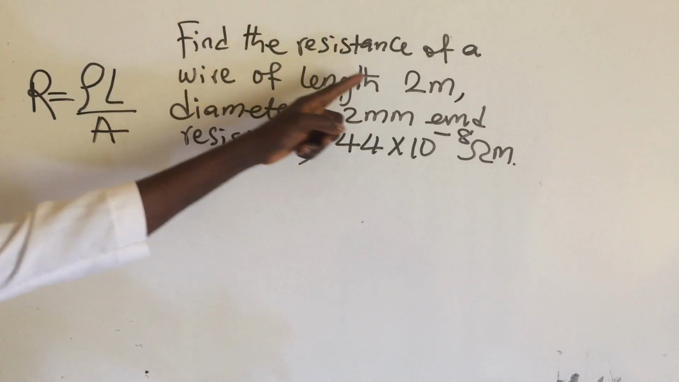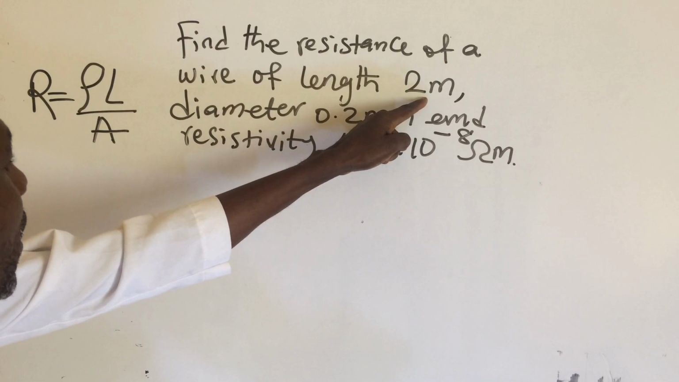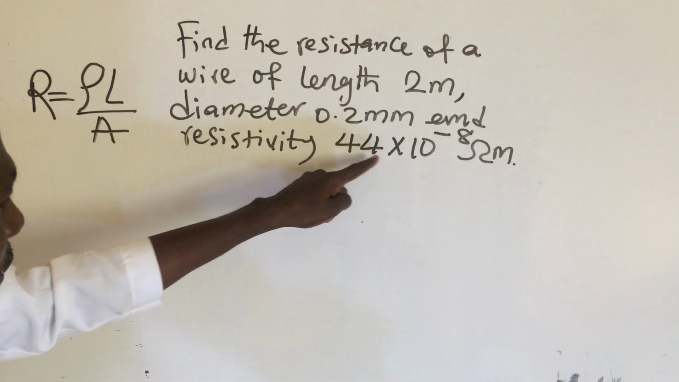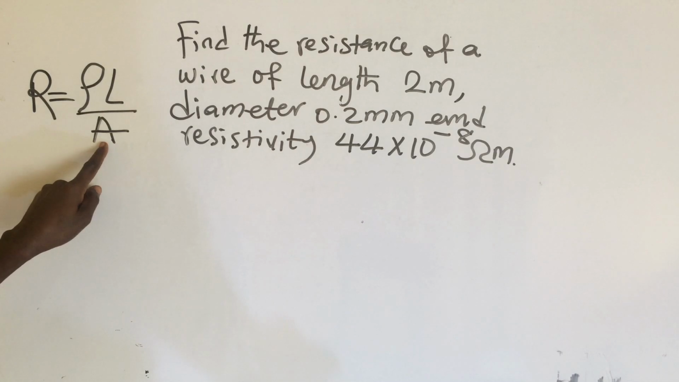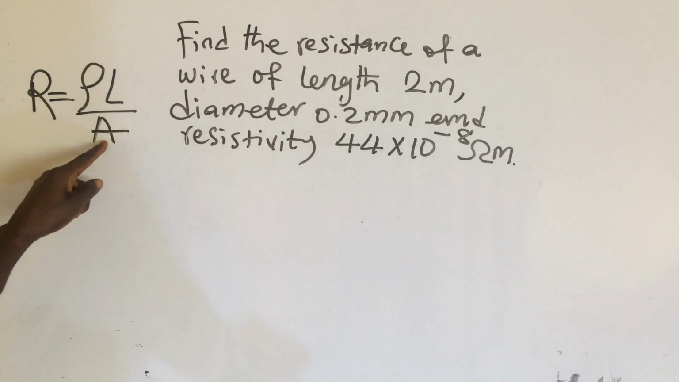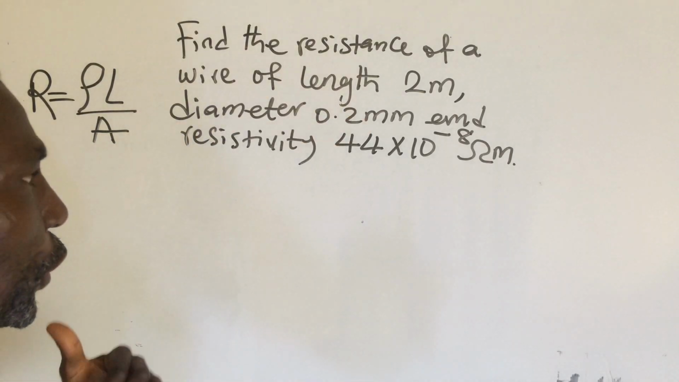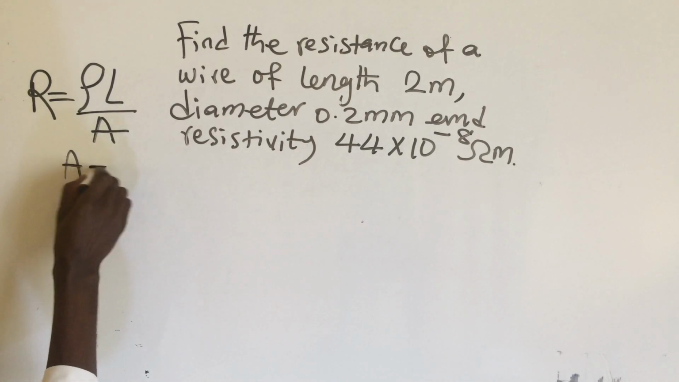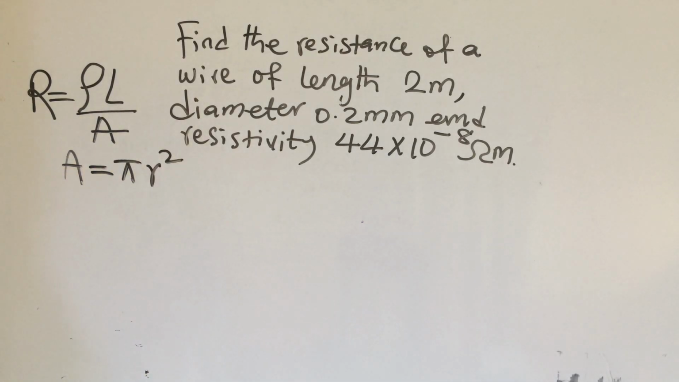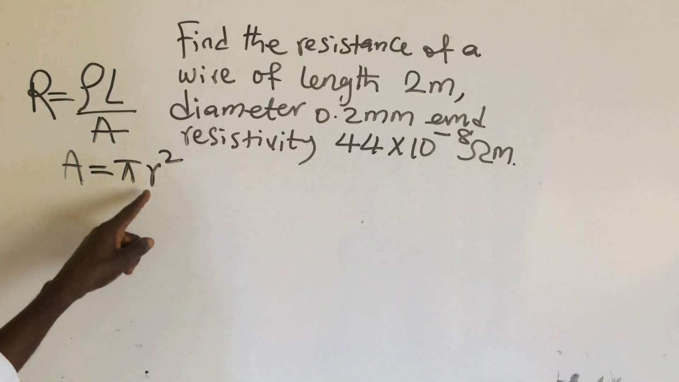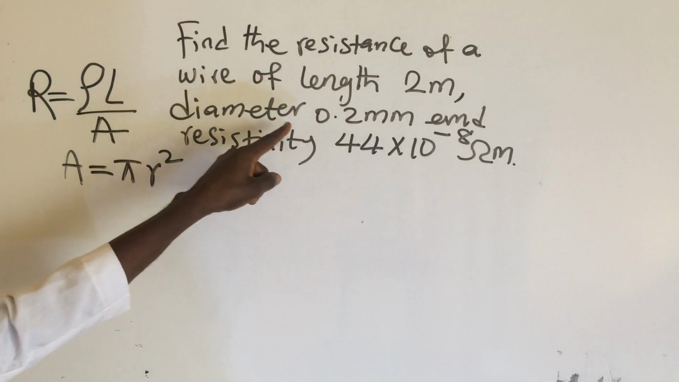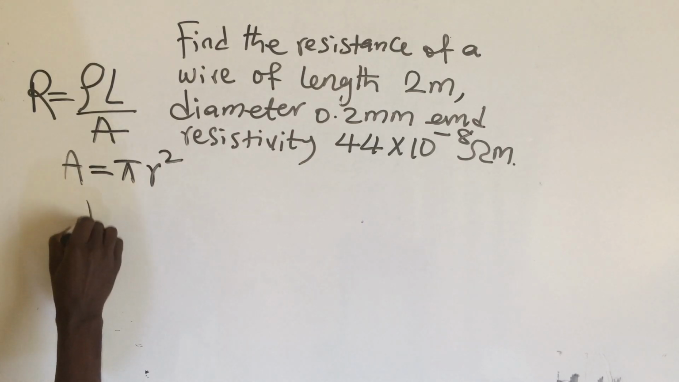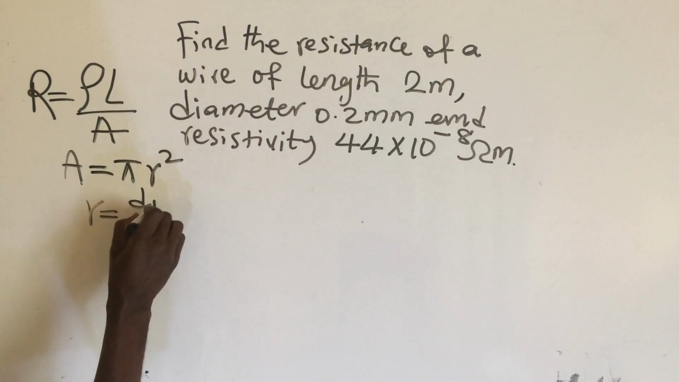Now from the question, the length of the wire is given to be 2 meter, then the resistivity of the wire is given to be 44 times 10 raised to the power minus 8. Then the cross-sectional area is not given, but we will get it through the help of the diameter of the wire that is given. How to get the area of the wire: area is equal to pi r squared. Now we can get our r by dividing the diameter by 2.